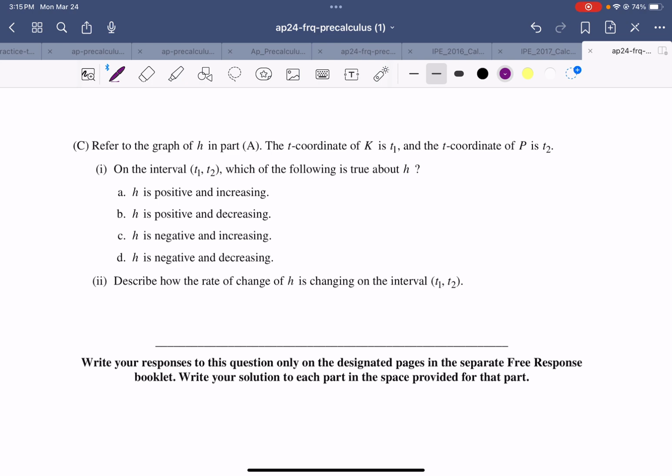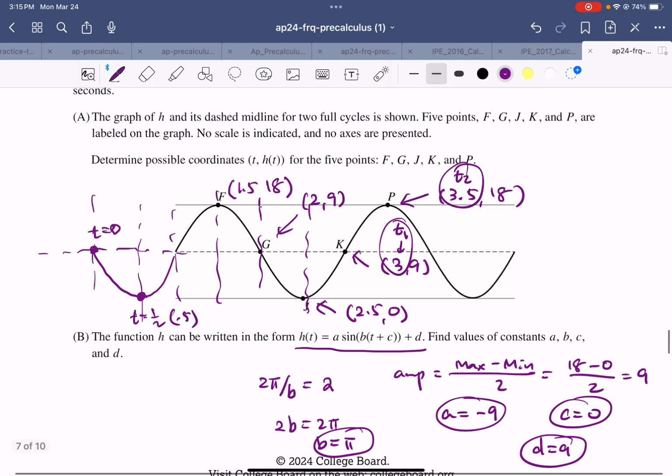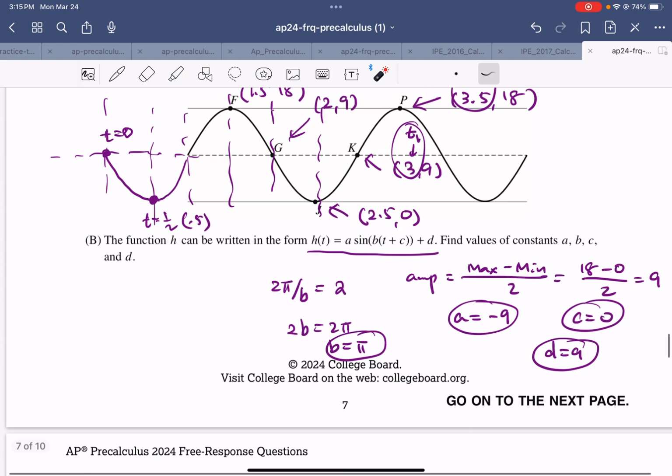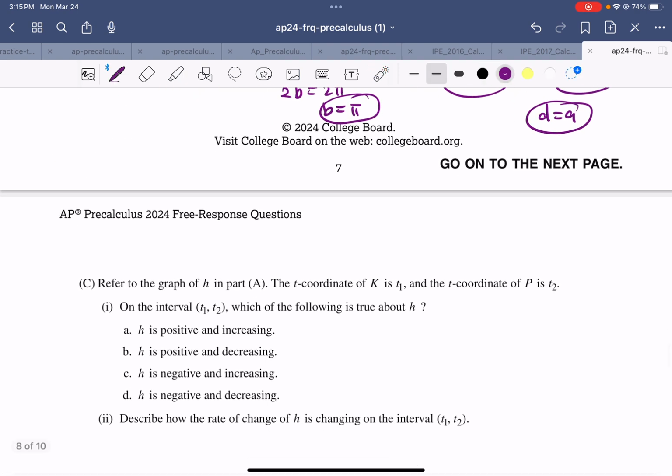Okay, now, the first one: on the interval T1, T2, which of the following is true about the graph of H? Okay, let's see. Between T1 and T2, what is the graph doing here, right? It keeps on going. It's positive because above 0 is positive, and then increasing, right? So if you see the answer choices A through D, positive increasing, so A is the answer, right?